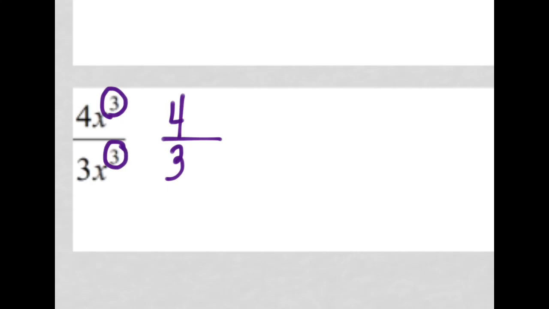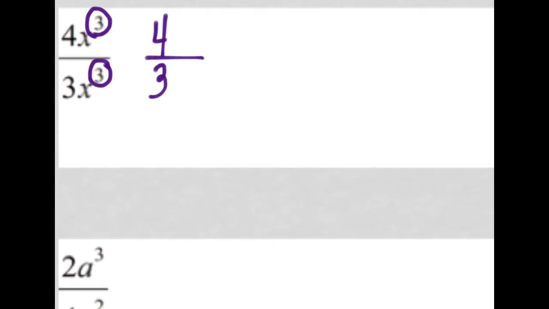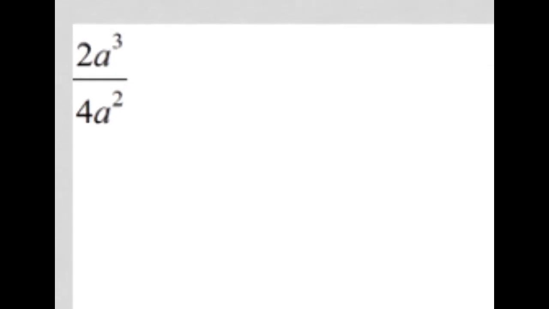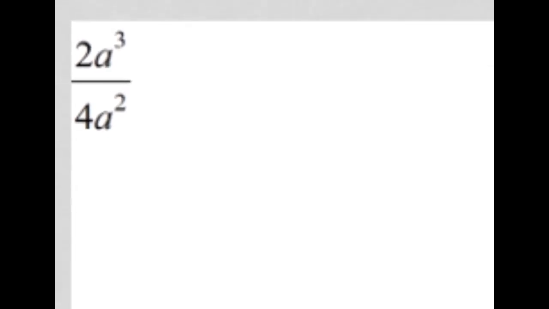So what's 3 minus 3? 0. And anything to the 0 power is the number 1. So my answer is done. There's no more to it. Number 33. I draw my line.